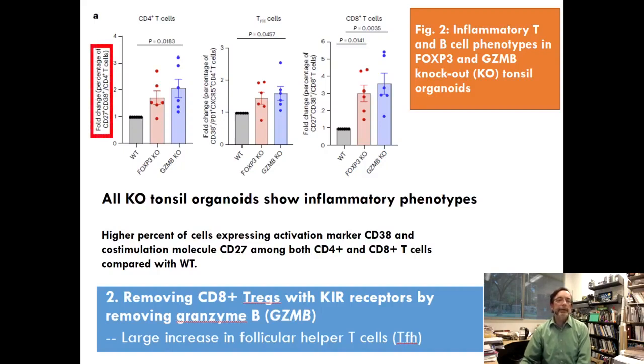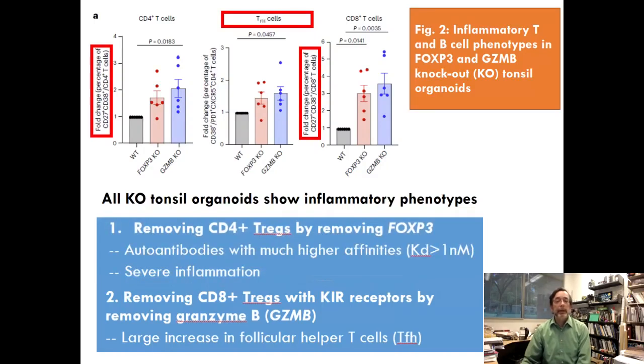So just look at that. There's the fold change in the CD4 positive T cells. The T helpers are showing more inflammatory markers. The CD8 positive T cells are looking more inflamed as well. And then in the middle, you have the T follicular T cells. For both blue and red, both genes knocked out, we end up with more inflammation.